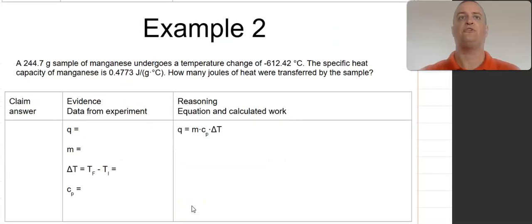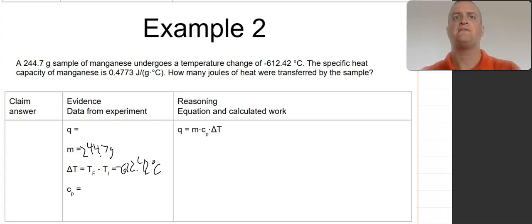All right, example 2. So we have the idea of going through what each of these would stand for. So my mass, 244.7 grams. Change in temperature, big old change in temperature, 612.42 degrees Celsius. Specific heat given, 0.4773 joules grams degrees Celsius. So in this case, I don't know what my Q is, and it says joules.